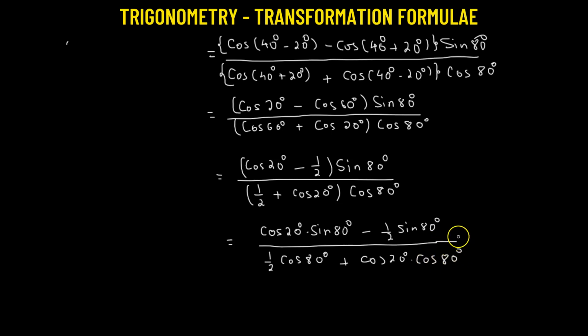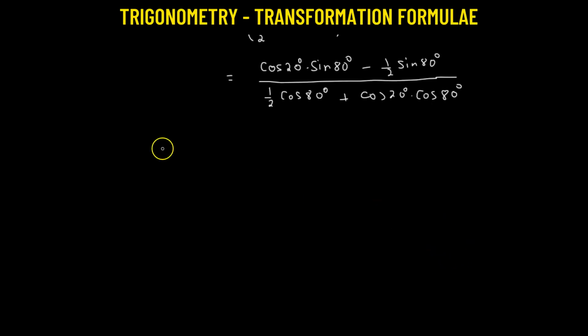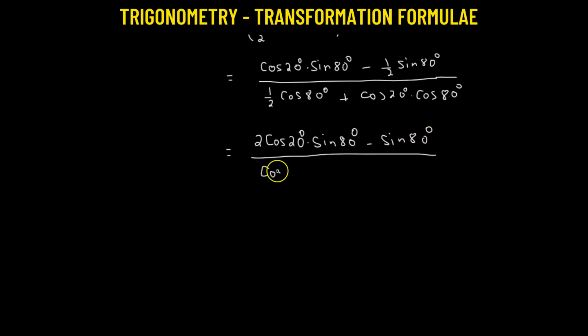Right. We're going to multiply both numerator and the denominator with 2. So we get 2 times cosine of 20 degrees times sine of 80 degrees minus sine 80 degrees, whole divided by cosine of 80 degrees plus 2 times cosine of 20 degrees times cosine of 80 degrees.